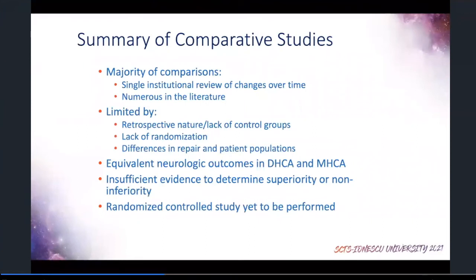So if you look at all the comparative studies, most of these comparisons are single institutional review changes over time. There are numerous number of these in the literature. These are limited by a retrospective nature, lack of control groups, lack of randomization, and differences in repair techniques and patient populations. Essentially, these studies have demonstrated equivalent outcomes in deep hypothermic circulatory arrest and moderate hypothermic circulatory arrest, but there's insufficient evidence thus far to determine superiority or non-inferiority. A randomized control study on a large scale has yet to be performed.